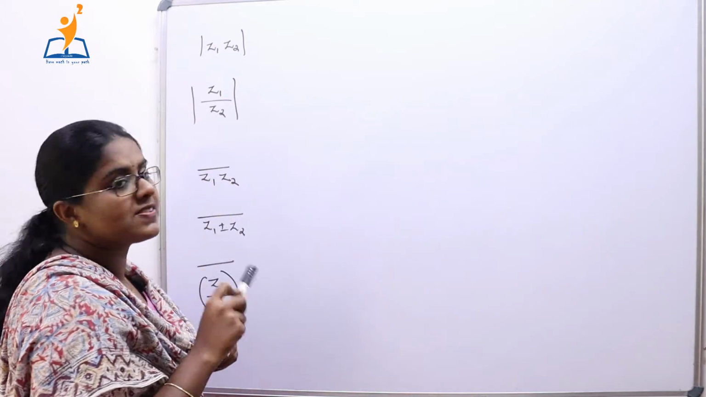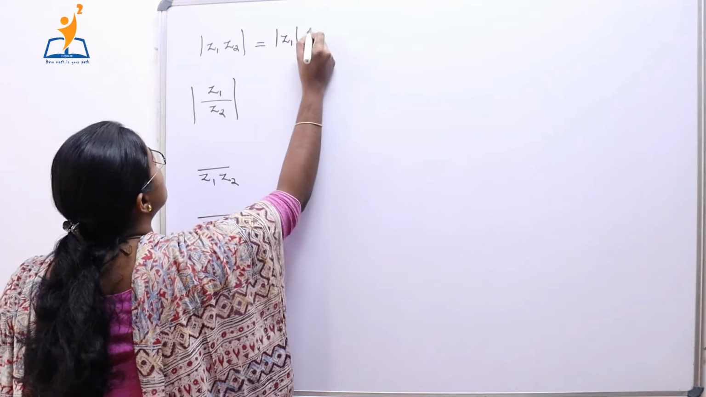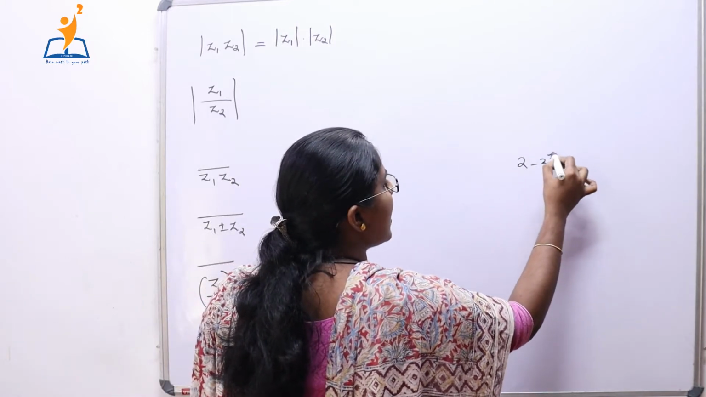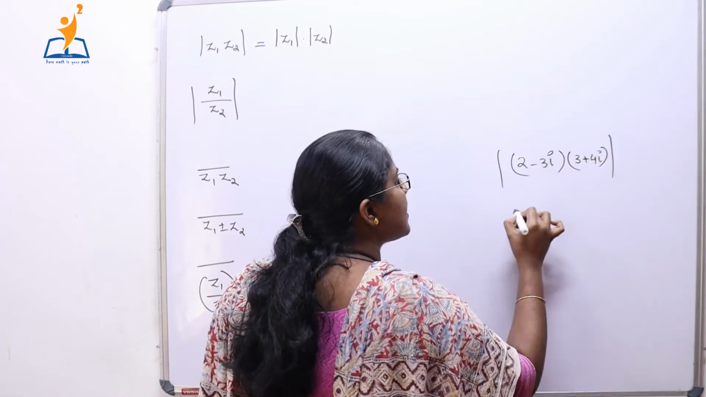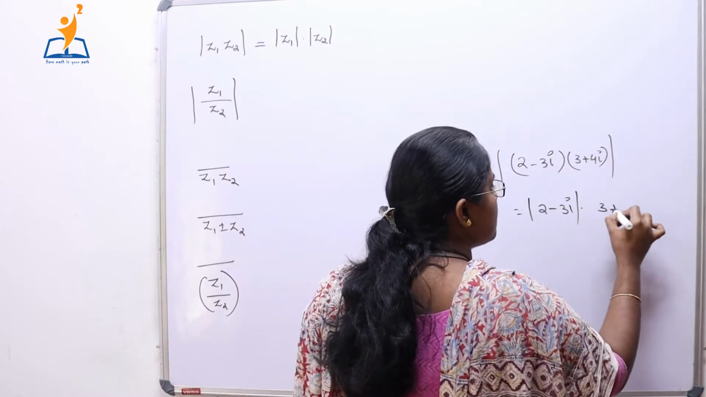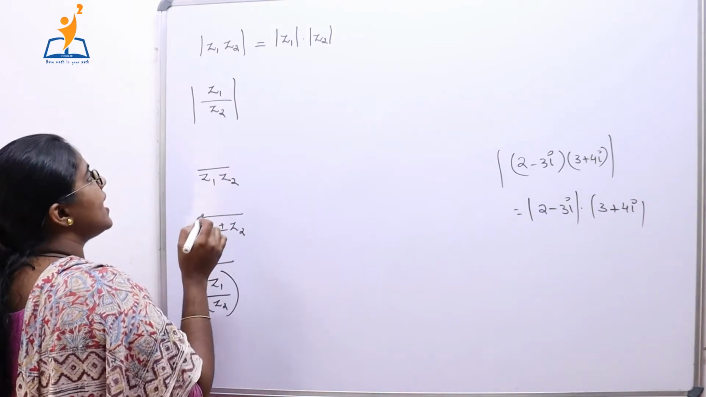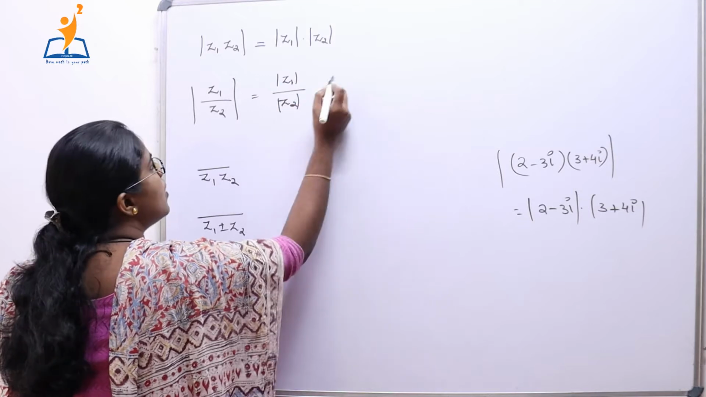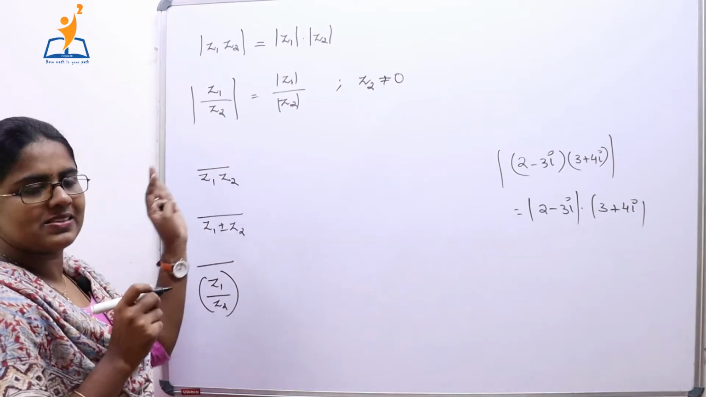Here modulus of z1 into z2 is simply mod z1 into mod z2. So that is modulus of 2 minus 3i into 3 plus 4i can be written as modulus of 2 minus 3i into modulus of 3 plus 4i. That's this first result. Now we have modulus of z1 by z2 is mod z1 divided by mod z2, and we have one more condition, z2 not equal to 0. So that's the result.